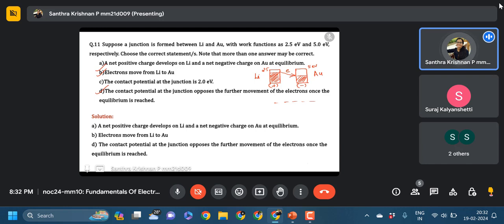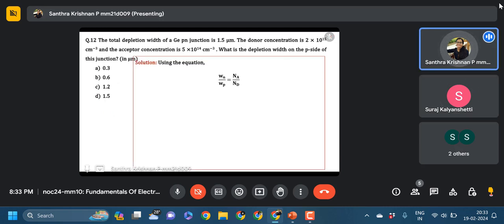No, in the equilibrium case it might be, but if there is an external bias or something like that, it won't be the case. That's what I meant. Yeah, it can be 5 minus 2.5 in the absence of an external field. In that case, then this is wrong, right? If it is 2.5, it would have been correct.